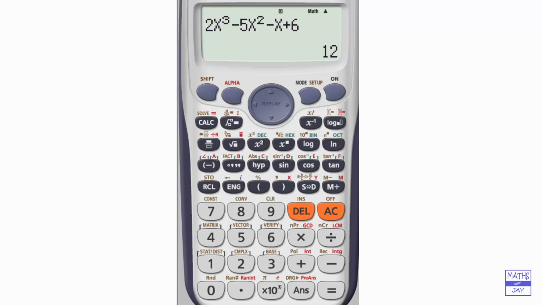We could use CALC again and put in a negative value, so let's have negative 1, and this time the function comes out to be 0. We could put in a decimal, so let's do CALC and try 5.17, and that gives us that. And so you get the idea.